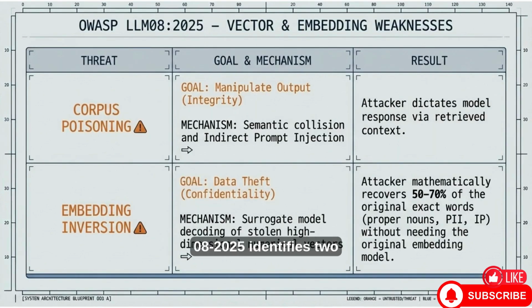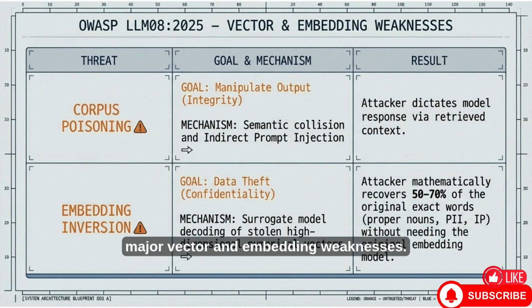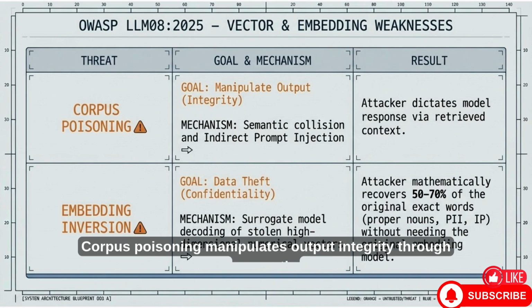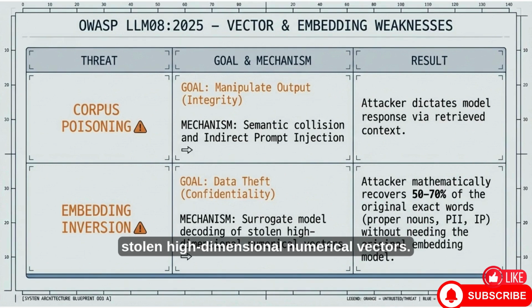OWASP LLM-08, 2025 identifies two major vector and embedding weaknesses. Corpus poisoning manipulates output integrity through semantic collision. Embedding inversion risks data theft by decoding stolen high-dimensional numerical vectors.